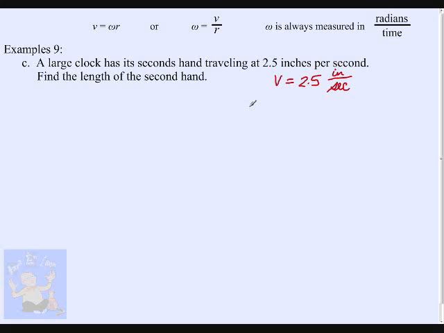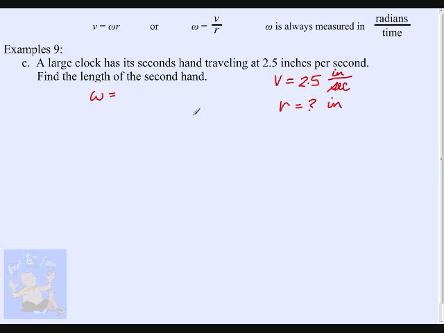What else do I know? I want the length of the second hand. So that's what I'm looking for, r. What does r equal? And we'll probably express that in inches, don't you think? What do I know about the angular velocity? Well, my knowledge of time can help me with this, I think.